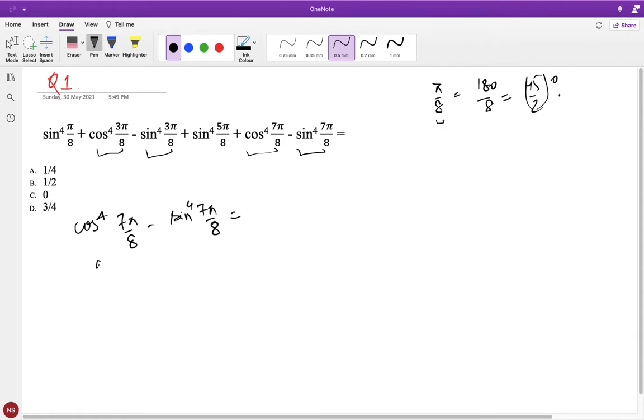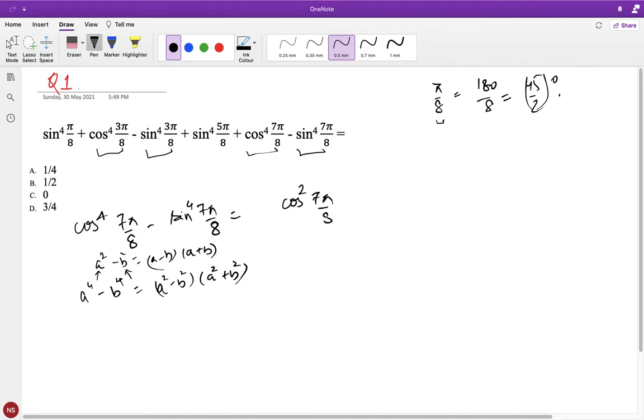So a square minus b square is a minus b into a plus b. Similarly, a4 minus b4 could be what? A square minus b square into a square plus b square, just replacing a in this term by a square and b by b square. So this one could be written like this.